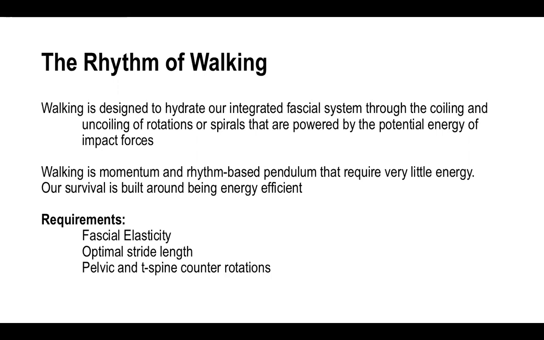Now, the requirements for the rhythm of walking are going to be fascial elasticity, optimal stride length, pelvic and T-spine rotations. Of course, you need ankle mobility. You need dorsiflexion of the first MPJ. But for the sake of this and the sake of the homeostasis theory, I want you to focus on the optimal stride length and the pelvic T-spine counter rotations. These are critical. If you do not take a sufficient stride length, each step that you take to really tap into the rhythm of walking must be of a certain length.